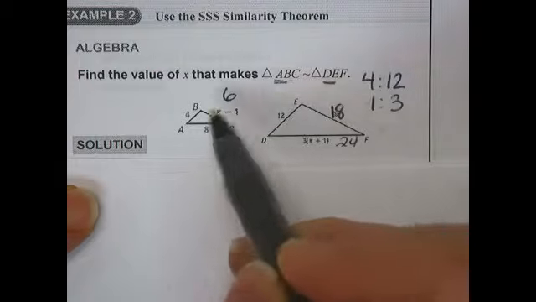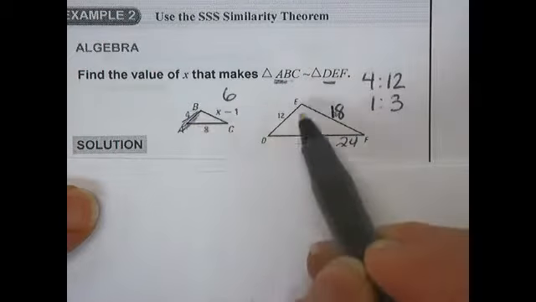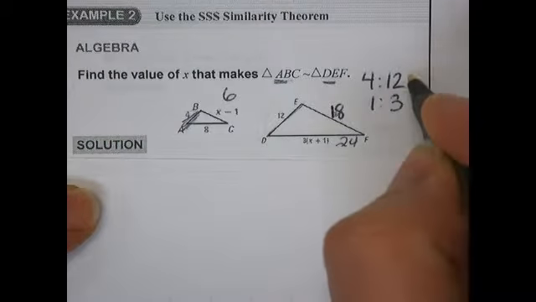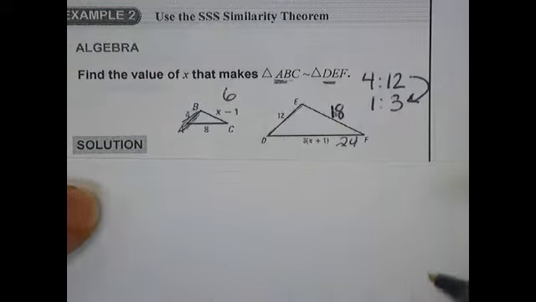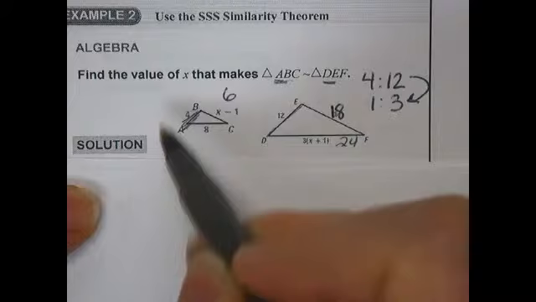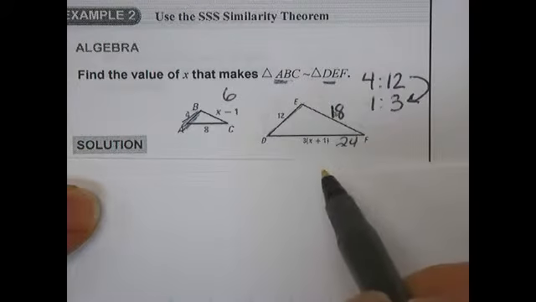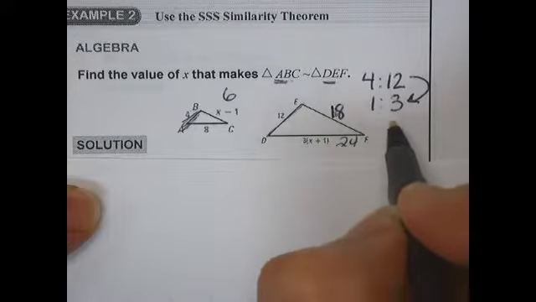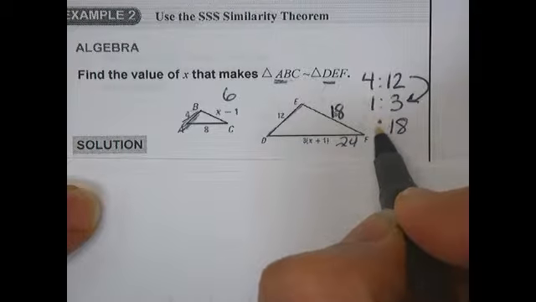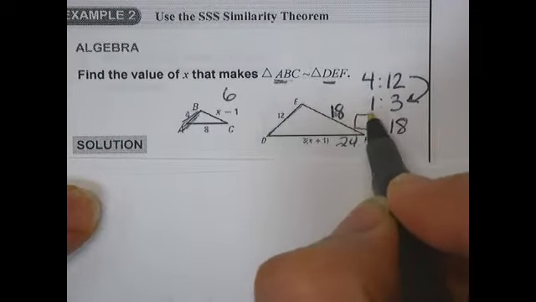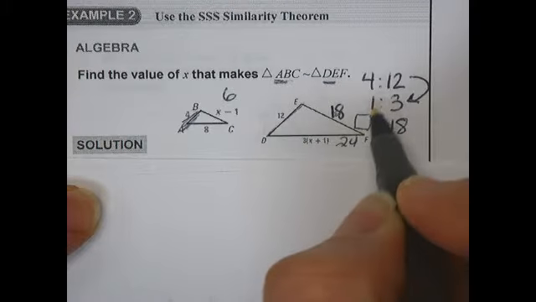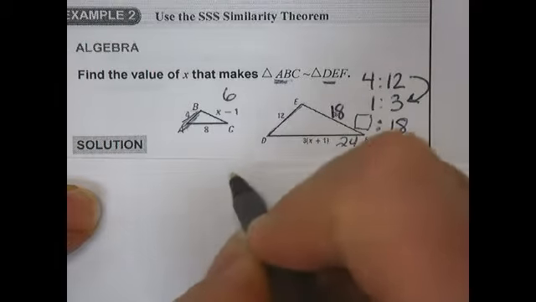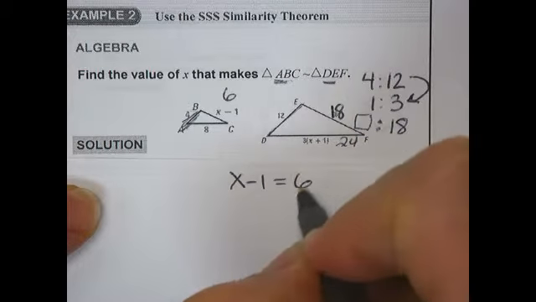Notice that AB aligns with DE. AB is 4, DE is 12. So 4 is to 12 reduces down to a 1:3 ratio. That means these sides have to all be in the 1:3 ratio for them to be similar. If it's given that EF is 18, what must the corresponding side be in order to stay in the 1:3 ratio? It must equal 6.